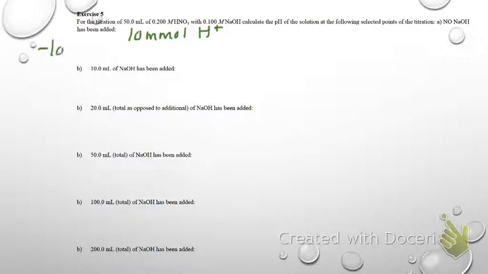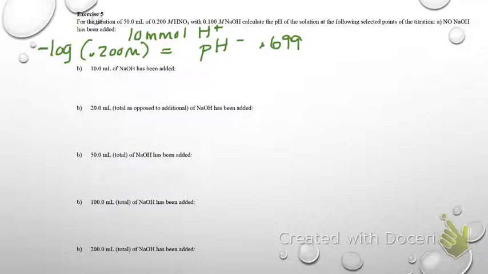So guess what? Negative log of 0.2 molar, because that's the concentration of hydrogen in the beginning, gives me a pH of 0.699. It's a strong acid, so I can take it straight from the concentration. Why did I do 3 decimal places? Because I had 3 significant figures in my concentration. So that's part A.